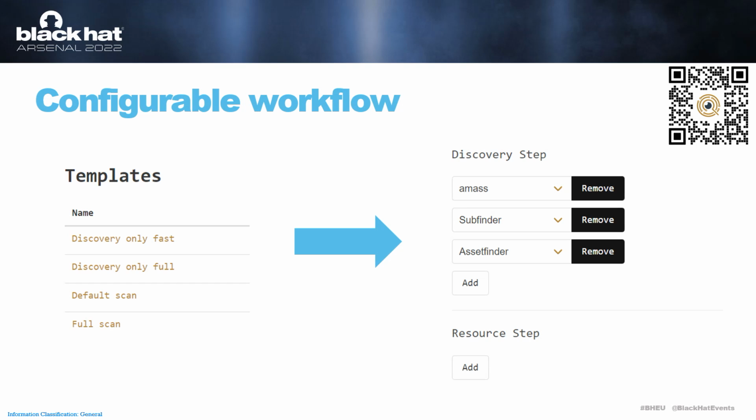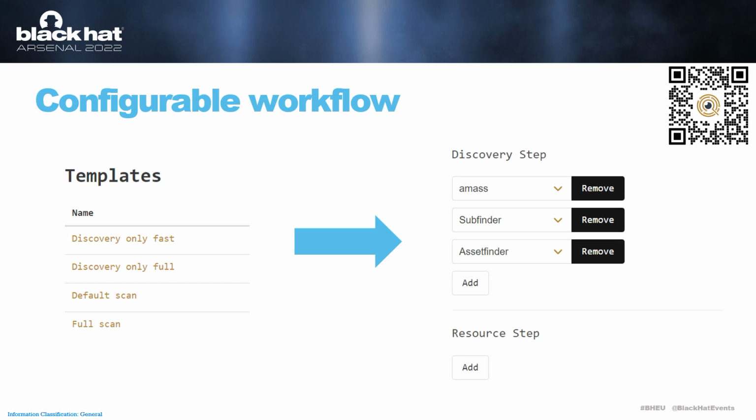What are the main advantages of configurable workflows? You can create your own workflow like it's shown on the slide. For example, when a new domain appears, Amass, Subfinder, and Assetfinder are launched, and the results are merged all together between all of these three tools and are sent to the next resource step. All tools produce different entities in the system.